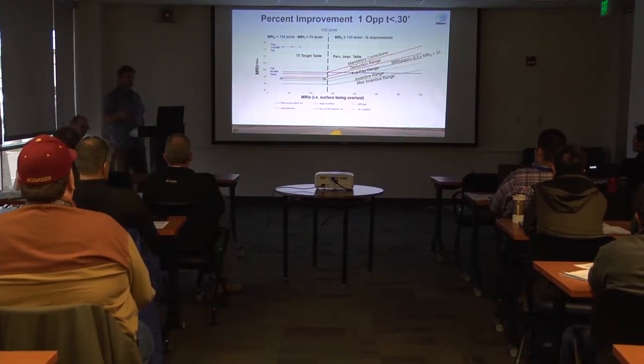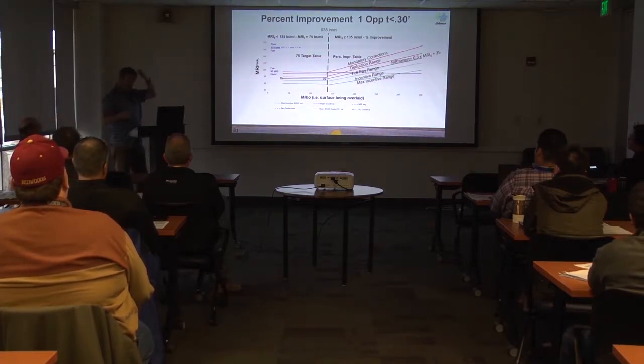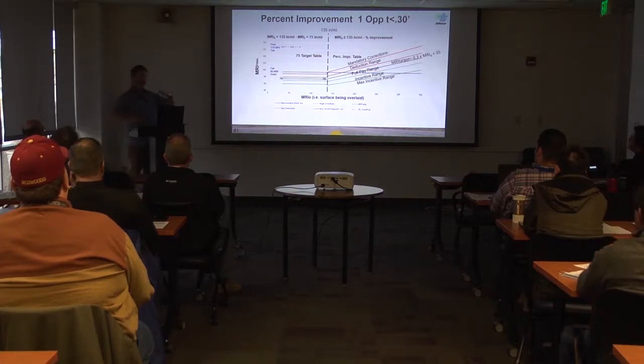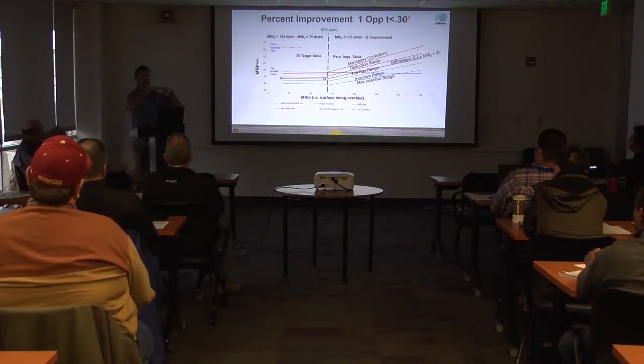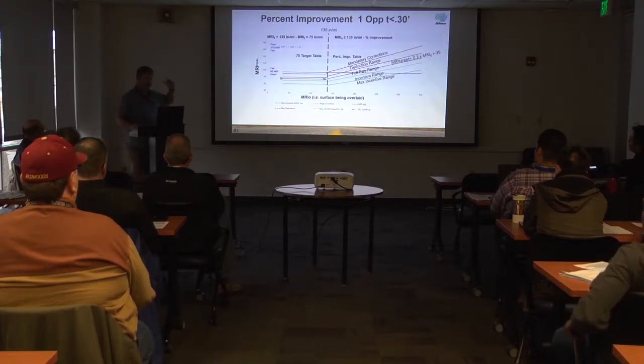Yeah, here's the big difference. In the past, we had the 75 MRI spec limit, right? If they paved to 76, we couldn't accept it, and they'd have to grind. Well, it depends who you talk to, if that makes sense. That's a threshold.